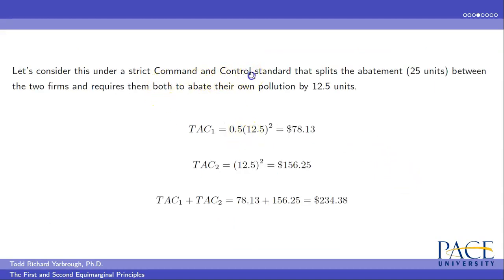So let's start with that example where we have a command and control policy, where each firm is responsible for half of the abatement strategy, which is 25 units. So both firms would be responsible to reduce pollution by 12.5 units each, and then of course that would imply that 25 units would be abated in total. So if firm 1 reduces their own pollution by 12.5 units, it costs them about $78 in total abatement costs. If firm 2 reduces their pollution by 12.5 units, it costs them about $156. So in total, from this particular strategy of simply requiring both firms to reduce 12.5 units of pollution, we can see that the total abatement cost is $234.